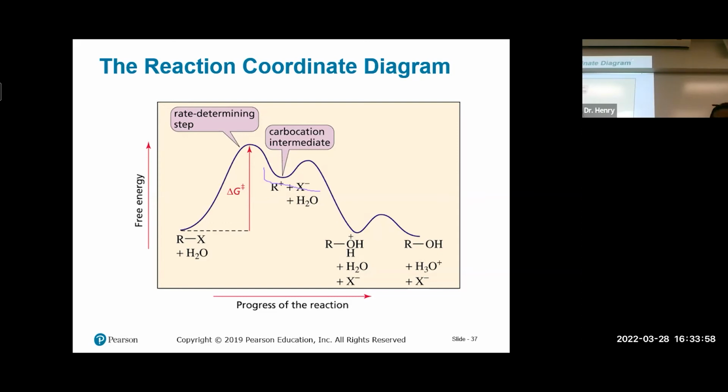This compound, if the cation is stable, why would it want to go and become an alcohol or an ester or anything like that? It's cool where it's at.